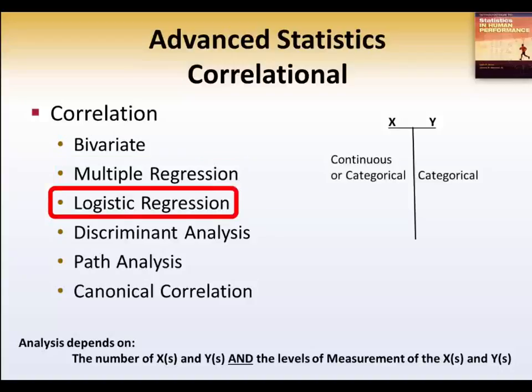With logistic regression, the outcome variable, y, is categorical. Importantly, there are only two levels. For example, alive or dead, diseased or not diseased, and then the predictor variables, x's, can be continuous or categorical in nature. In discriminant analysis, the independent variables are either continuous or categorical. The dependent variable is categorical, but it can contain more than two levels.